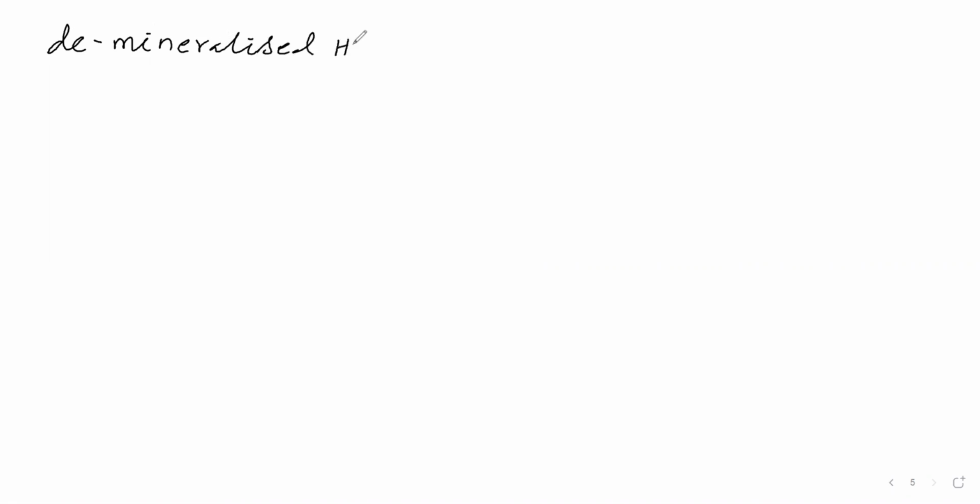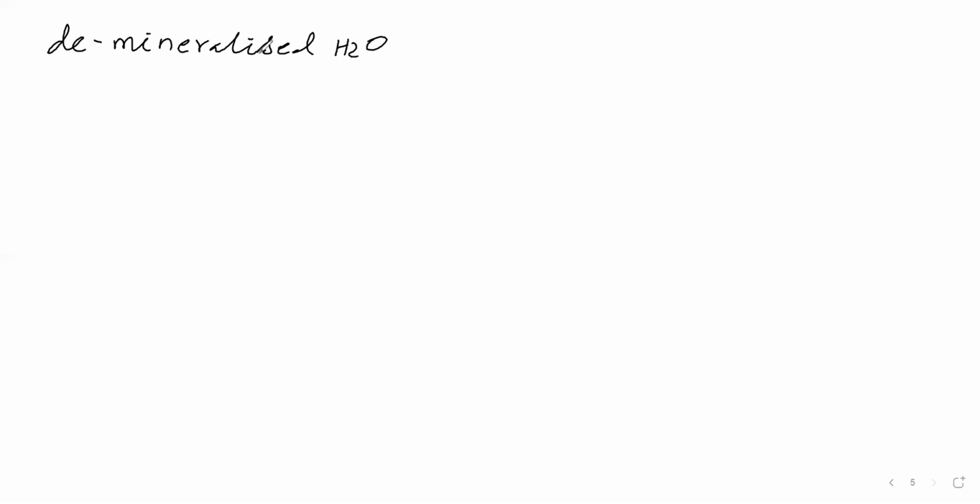Demineralized water. De means no, nothing. What is nothing? Minerals are nothing. That means in this water, minerals are not at all present. Minerals like sodium ions, chloride ions, calcium ions, sulfate ions, no cations, no anions. None of the cations are present, none of the anions are present, only water molecules. This is called demineralized water or distilled water. How to prepare this distilled water, we will see.